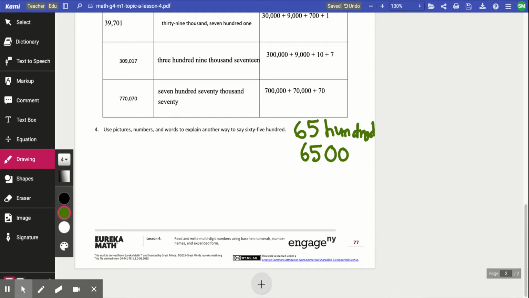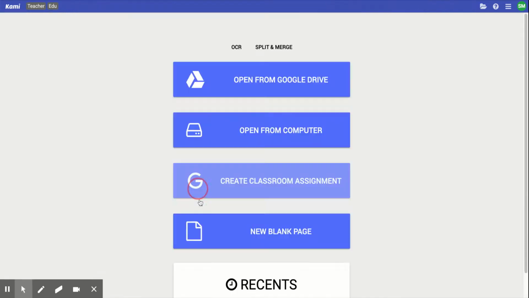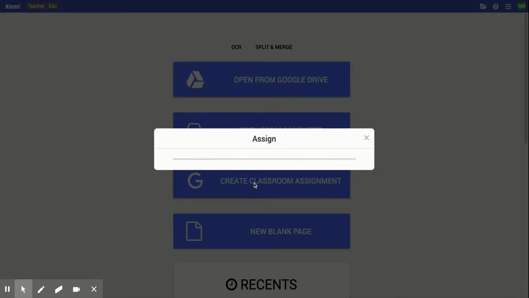Interesting. Okay, so I think I could do, couldn't I do expanded notation? Maybe. So that would be 6,000 plus 500, right? Or could I also say 6,000s? I don't know. What just happened? Please don't tell me it deleted my work.